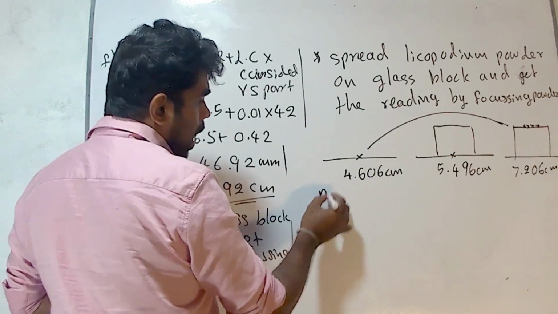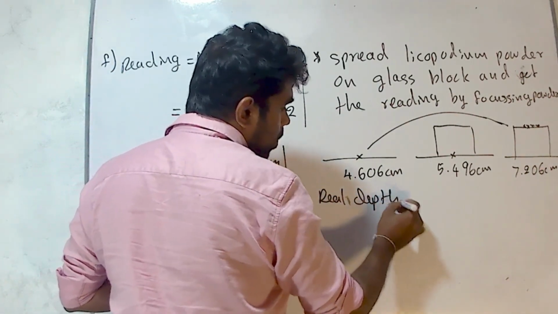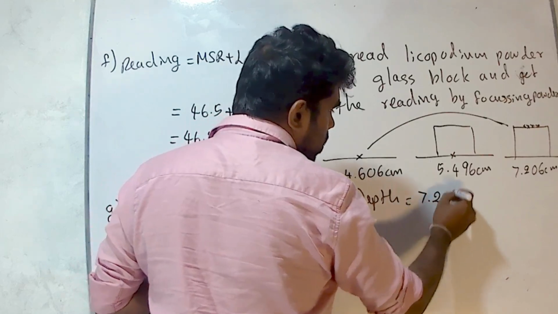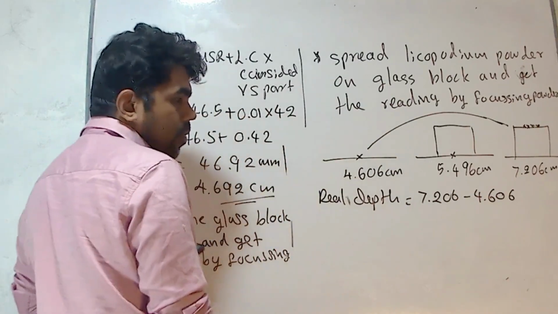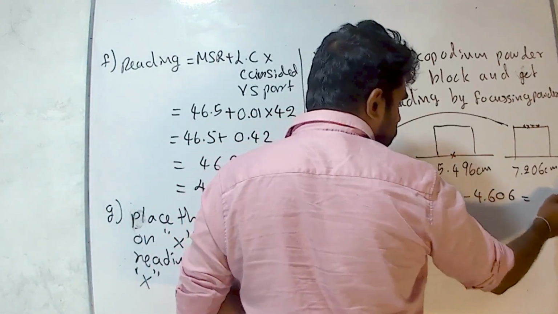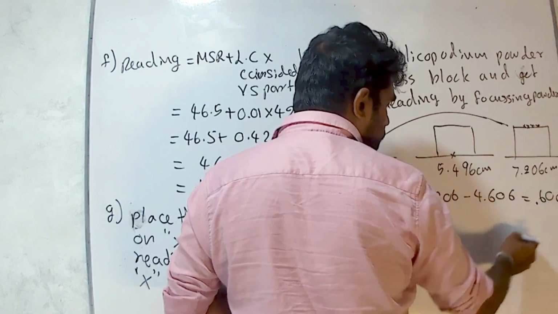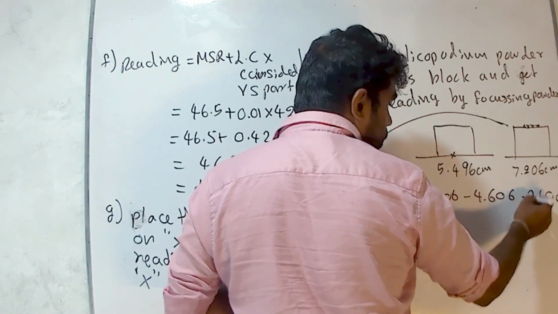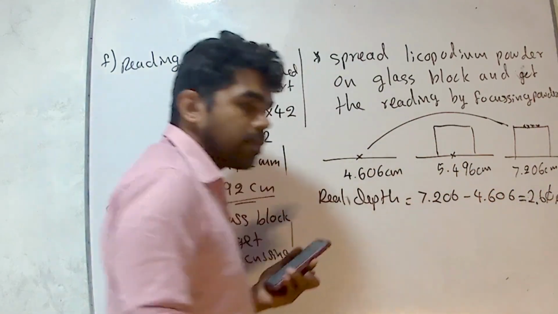Then we can write real depth: 7.206 minus 4.606. It is 2.600, 2.6.